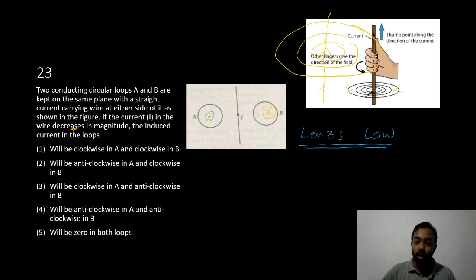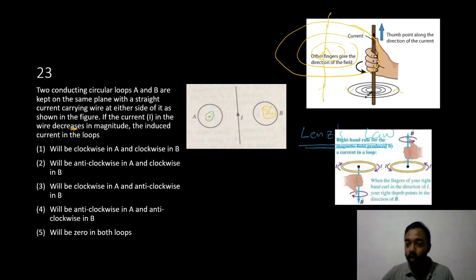So using another law, another right hand rule, we can find the direction of the magnetic field which will be created by a current in a loop. So again you can take your right hand, and here you are pointing the four fingers in the direction of the induced direction of the current, then the thumb will point to the direction of the induced magnetic field.